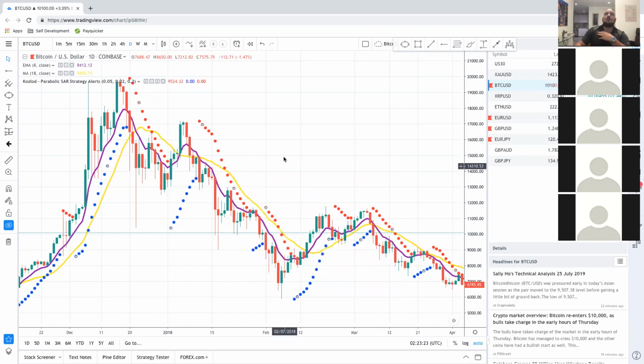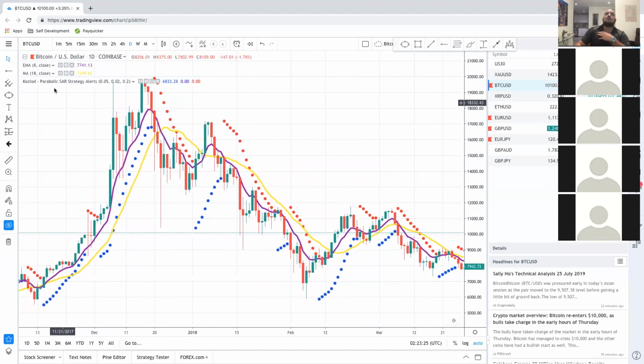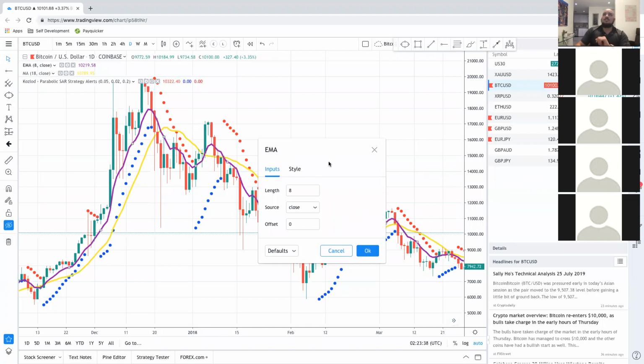Now, there's two things happening here. There's an EMA and an MA, right? These acronyms are exponential moving average, EMA, and moving average is MA, okay? The EMA, this is the input that you got to set for it: 8, close, and 0. Again, that's 8, close, and 0.